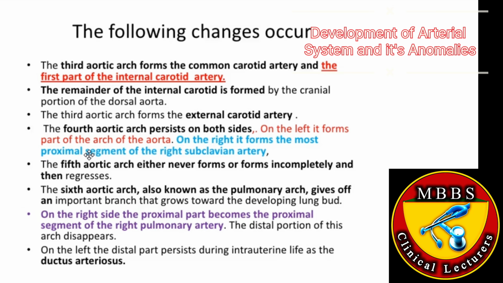The fourth aortic arch persists on both sides. On the left, it forms part of the arch of aorta. On the right, it forms most of the proximal segment of the right subclavian artery. The fifth aortic arch never forms or forms incompletely and then regresses.